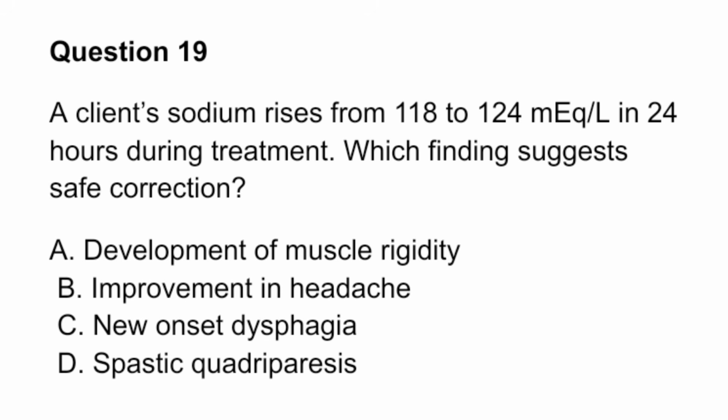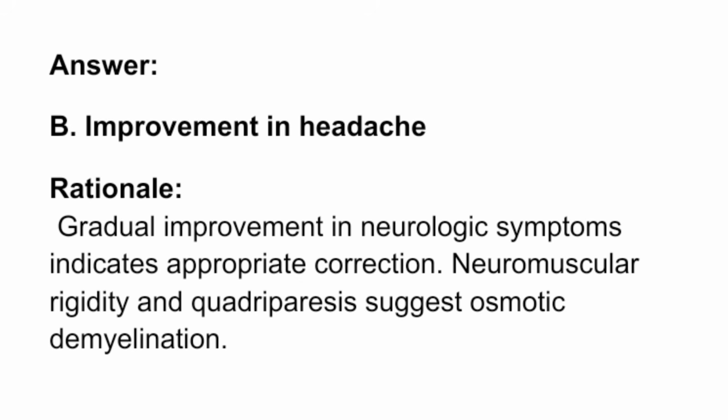A. Development of muscle rigidity. B. Improvement in headache. C. New onset dysphagia. D. Spastic quadriparesis. The correct answer is B. Improvement in headache. Rationale: Gradual improvement in neurological symptoms indicates appropriate correction. Neuromuscular rigidity and quadriparesis suggest osmotic demyelination.